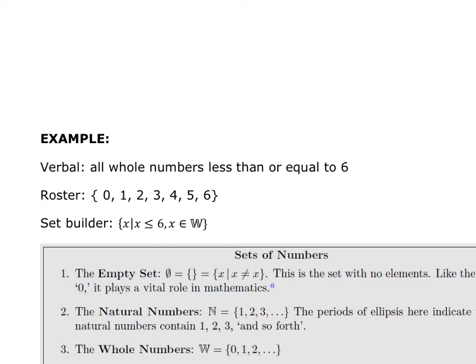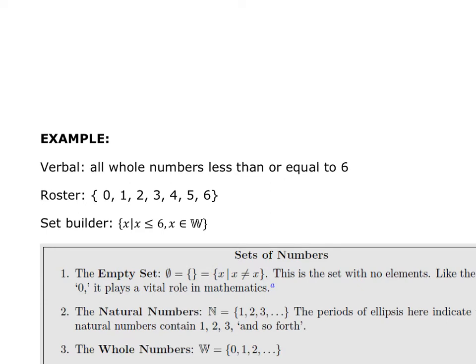So here's the verbal example: we have the set of whole numbers less than or equal to 6. That's how I'd write it out verbally. Now that's a lot of writing, and math people usually are not real happy about writing. For the roster method, because I know the exact elements, I know that it is 0, 1, 2, 3, 4, 5, 6. That is the roster method, and I know the exact elements. I use set builder as I say, okay, here is x such that x is less than or equal to 6, and x is an element of the whole numbers.